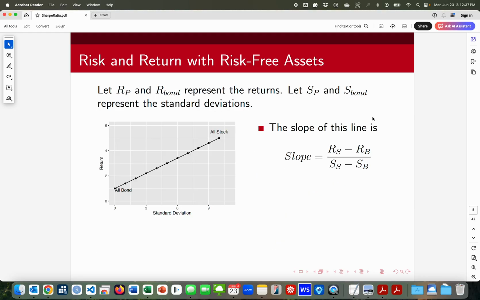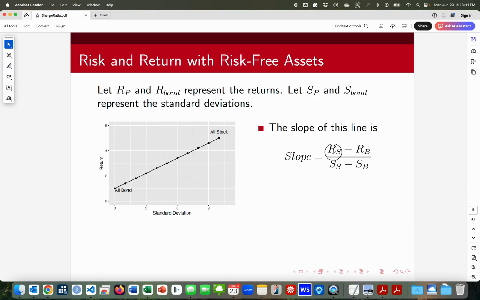So if we're thinking about the Sharpe ratio, and that's where we're headed, it's the slope of a line. Just like beta was the slope of a line, this is the slope of a different line. So they're completely different concepts, but they both go back to this very fundamental mathematical concept of slope. So RS is the return on the stock, RB is the return on the bond, SS is the standard deviation of the stock, SB is the standard deviation of the bond. But we know this is zero because the bond has zero standard deviation.